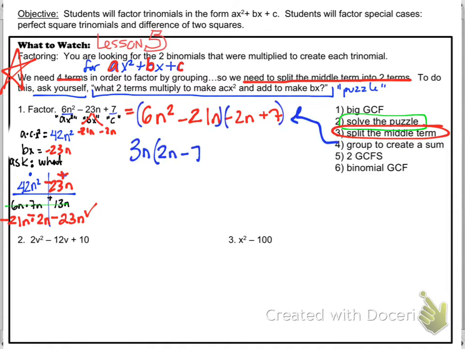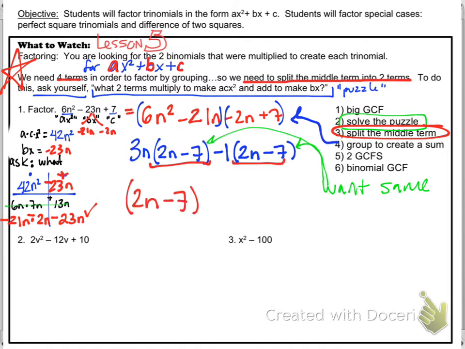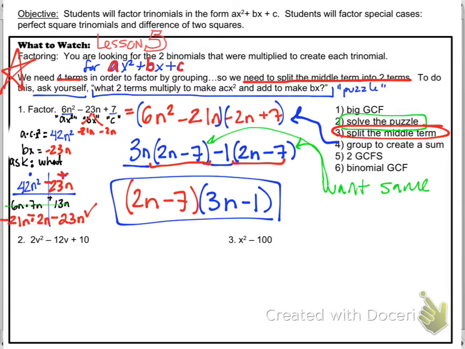Now I just factor by grouping like we did in the last video. The first group has a GCF of 3n, leaving me with 2n minus 7. The second group, see how it's a negative 2n and a positive 7? It's the opposite signs of what I have here. Well, if I factor out a negative 1, or undistribute that negative 1, then I get a 2n minus 7 twice. So now I can factor this out of those 2 groups. So it gives me 2n minus 7 times the 3n minus 1, and that is our factored form. If I did multiply that back together and combine like terms, I would get what I started with.